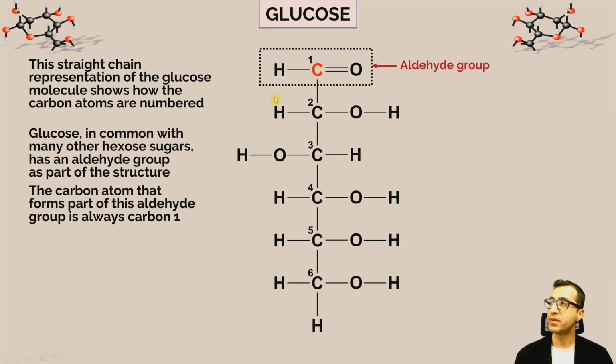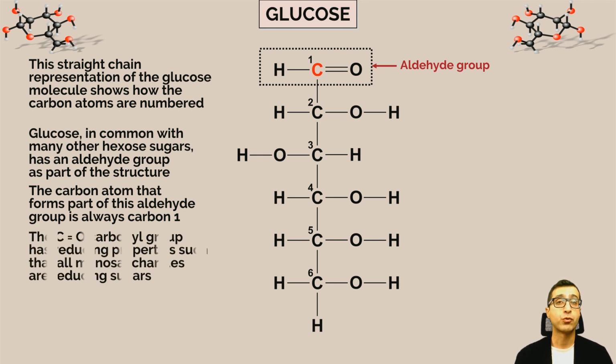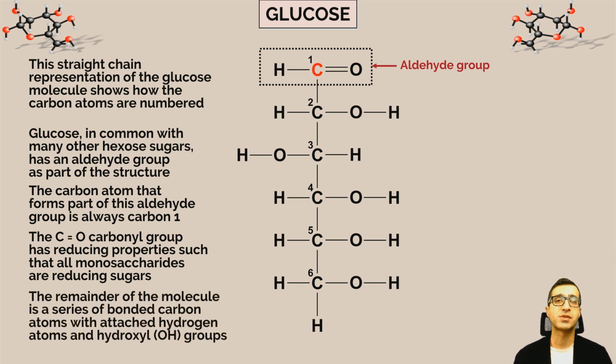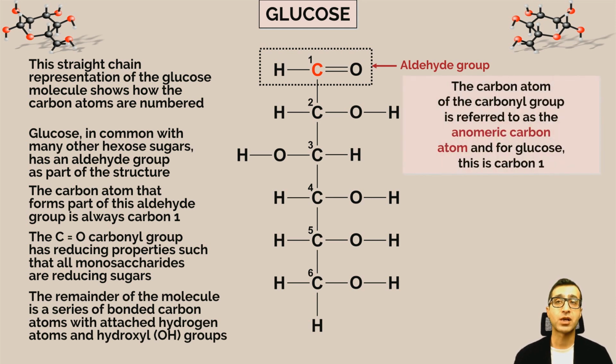Now the carbonyl group itself, the carbon double bonded to the oxygen, has a number of important chemical properties, among which is its reducing properties. And so this is what makes all monosaccharides reducing sugars. So you may see them referred to as reducing sugars, and we'll look a little bit more closely at that later on. Now, the remainder of the molecule is a series of bonded carbon atoms with attached hydrogen atoms and hydroxyl groups. Again, the carbon atom of the carbonyl group is referred to as carbon 1, but sometimes it's referred to as the anomeric carbon atom. And again, for glucose, this is carbon 1.